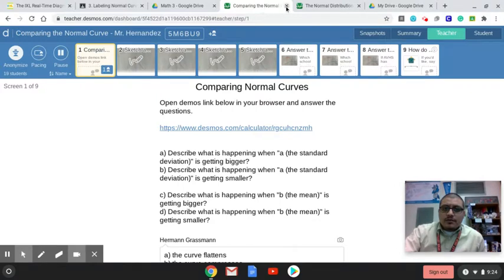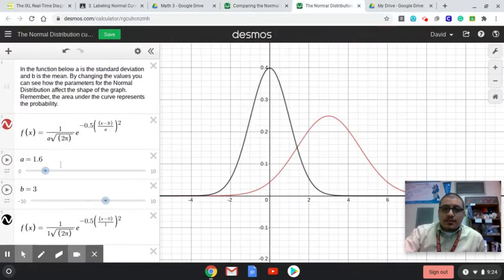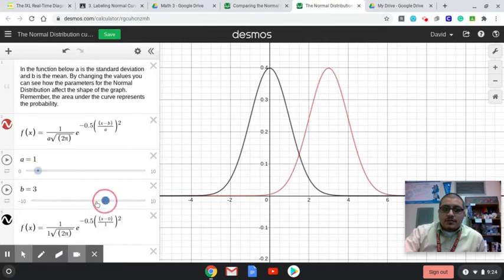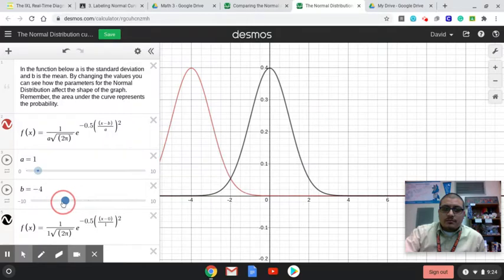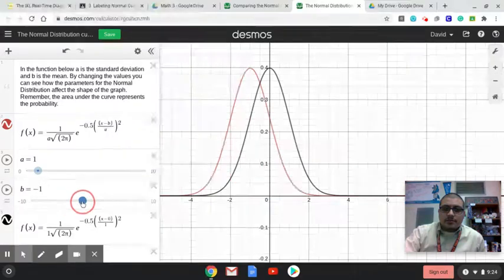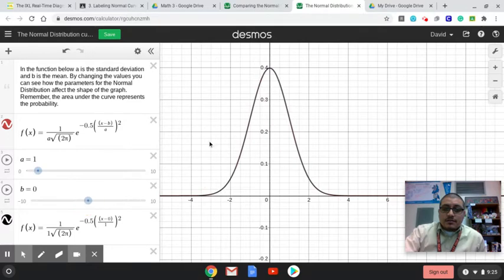I'm going over the Comparing the Normal Curve Desmos activity. The very first slide has a link, and you're basically taken to this. When you first get to it, it looks like this, where you don't really get to see the red normal curve. But as you move A forward and backwards, you can see the red curve appear, as well as the B. You can see it shifting.